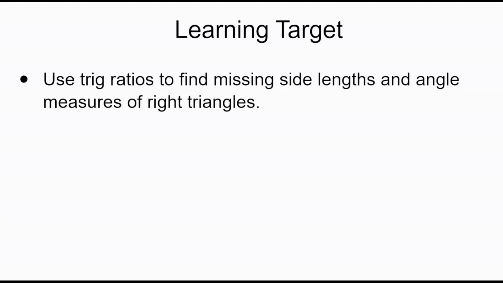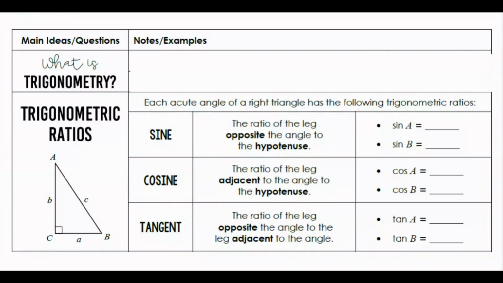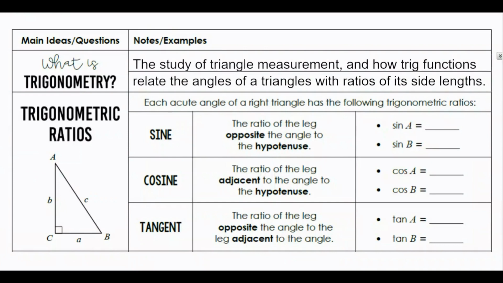Hello everyone, in today's video we're going to cover trig ratios. After studying today's section, you should be able to use trig ratios to find missing side lengths and angle measures of right triangles. Now, what is trigonometry? Trig is the study of triangle measurement and how trig functions relate the angles of triangles with ratios of its side lengths. So we'll use trig to find angle measures as well as side lengths.